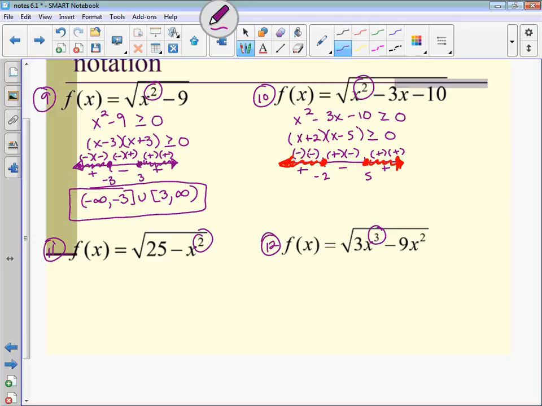Okay, so how do you write your final answer? What's your domain? Okay, yes. No. So the reason we've skipped those so far, if you were to graph these parabolas, like x squared minus 3x minus 10, that's a parabola that looks like this. Do you see how it's above the x-axis here and here? Those are the positive parts.